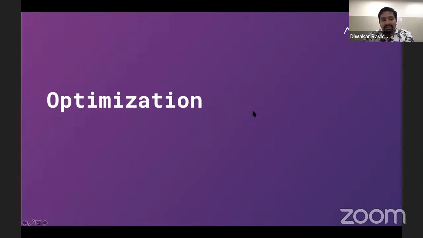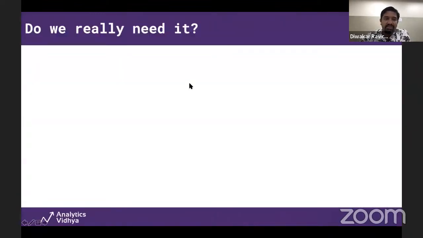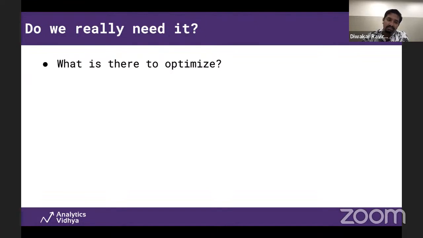So when we look at optimization in this process, we say, do we really need it? What is there to optimize? Basically, every time you do an estimate of the rotation and translation, the question answers itself: it's an estimate of rotation and translation. It's not an accurate rotation and translation. What can be optimized? Both.